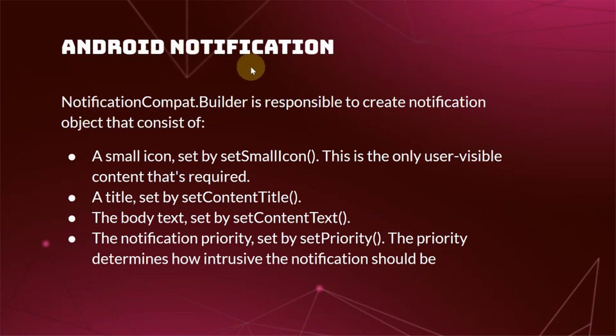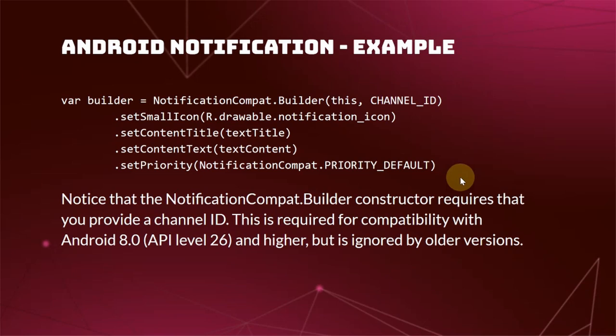To create a notification, we need a builder, the same as when you create a dialog with the dialog builder. The NotificationCompat.Builder is responsible for creating the notification object, and you need to define the icon, the title, the body text, and the priority. The priority determines how intrusive the notification should be, and how important it is.